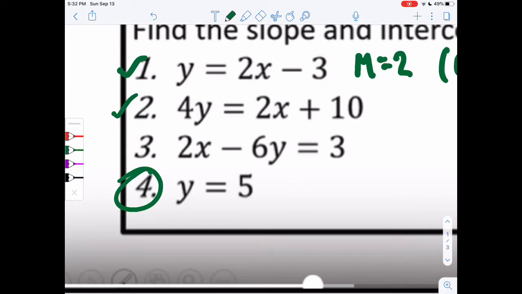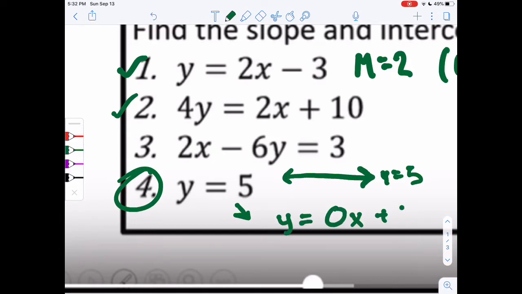Equation 4, y equals 5, is a horizontal line that sits at y equals 5 the entire time. I could also rewrite it as y equals 0x plus 5. This tells me I have a slope of 0, meaning it's going to be a horizontal line, and a y-intercept at 0, 5.